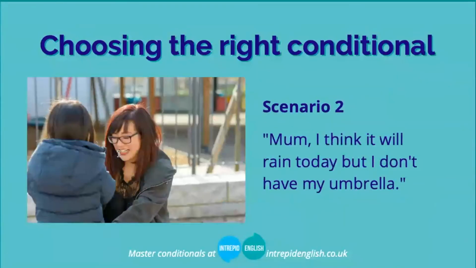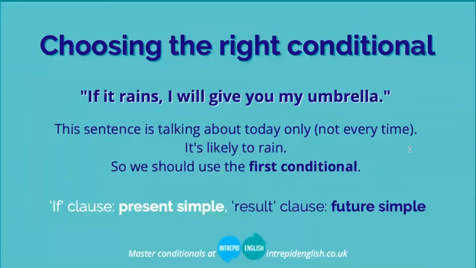Okay. Next scenario. Mum, I think it will rain today, but I don't have my umbrella. Okay. I think it will. So we're talking about something which is very likely. So what kind of conditional would we use for likely? First. If it rains, I will give you my umbrella. First. Excellent. So this sentence is talking about today only, not every day, not every time.